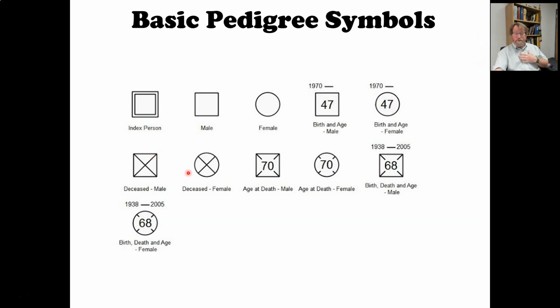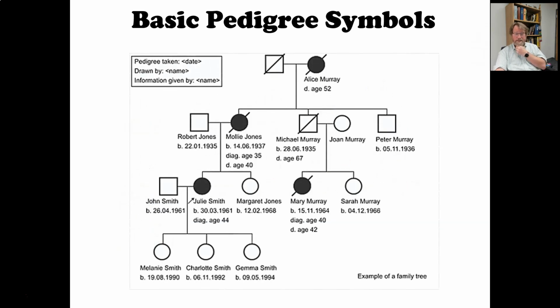Another way of showing someone's deceased is putting an X through the circle or square. You could show how old they were when they died. This person was 70 when they died. You also sometimes will see a little bit more information, where the age at death and then their birth and death dates. So those are all things you can see. You're not going to see these in all pedigrees, but you're familiar with them if you see them now. So that takes care of that.